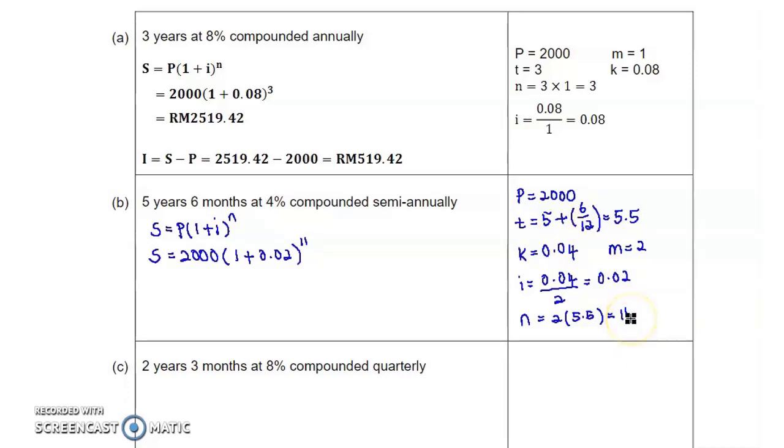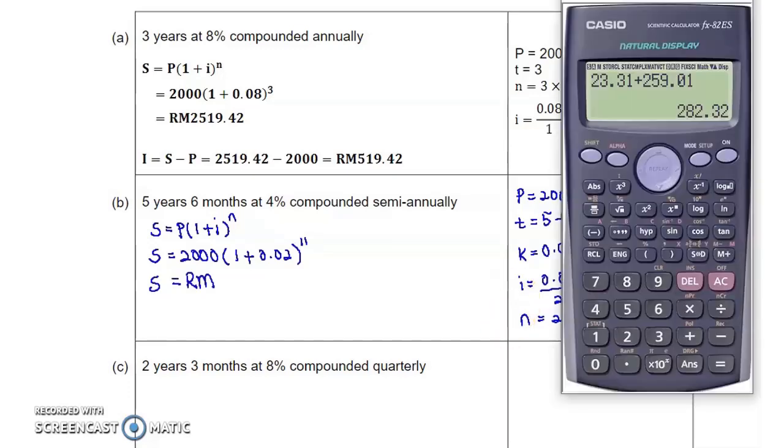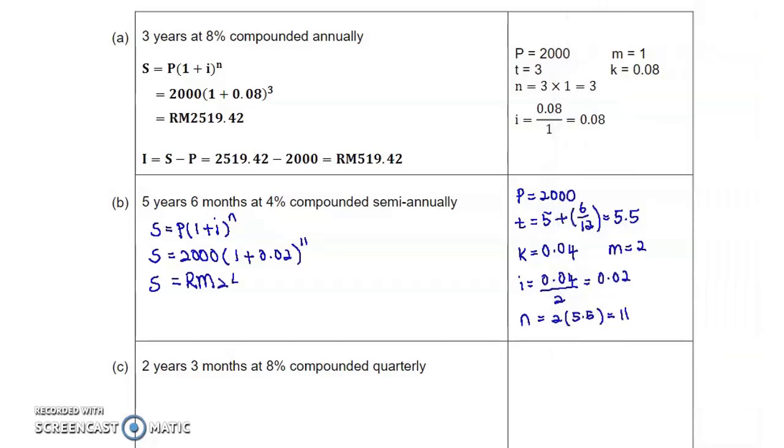Okay, so here S equal to RM. How to calculate this one? 1 plus 0.02 is 1.02, power of 11, multiplied by 2000. You can calculate this directly. So the answer is 2486.75.